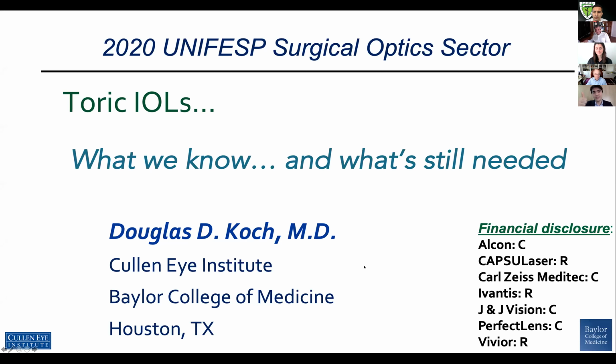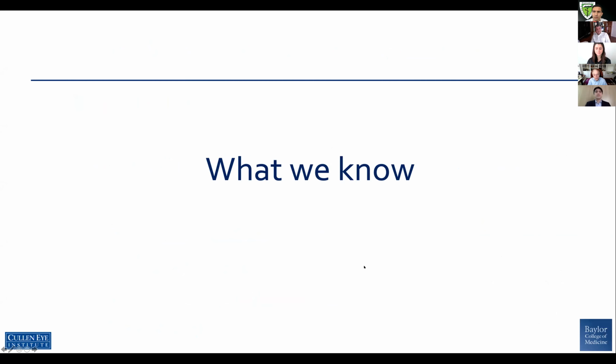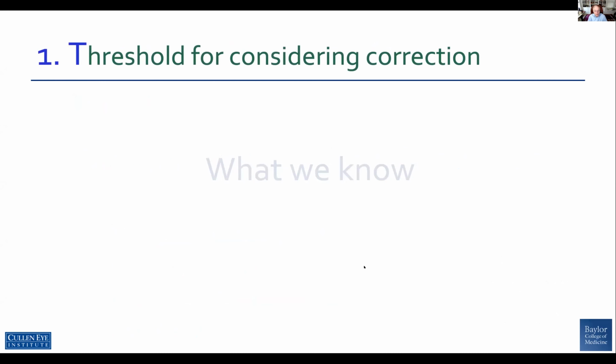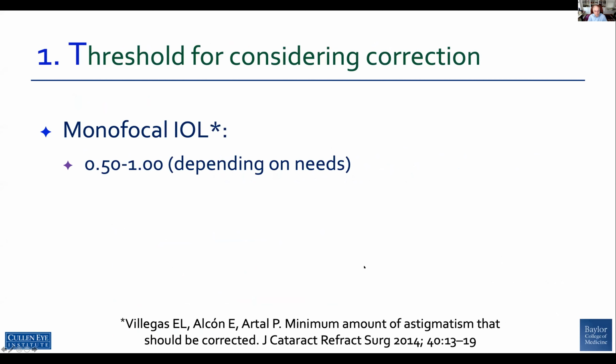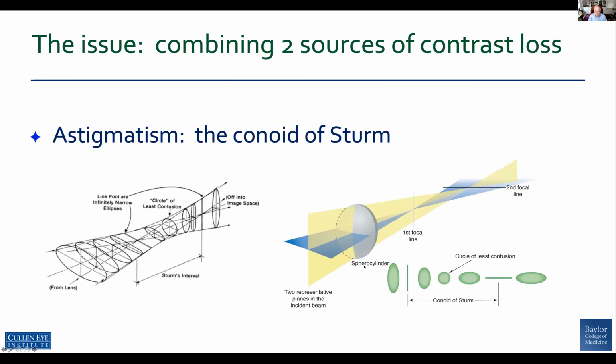Good. Okay, great. So let's talk about toric IOLs. What do we know about our toric IOL selection and what we do with our patients? First of all, the level of correction that we should do depends on the patient, of course. And I like to get most patients, if they really want great uncorrected vision, under a diopter for a monofocal IOL. But for a multifocal IOL, I think we have to be less than a half diopter of astigmatism.